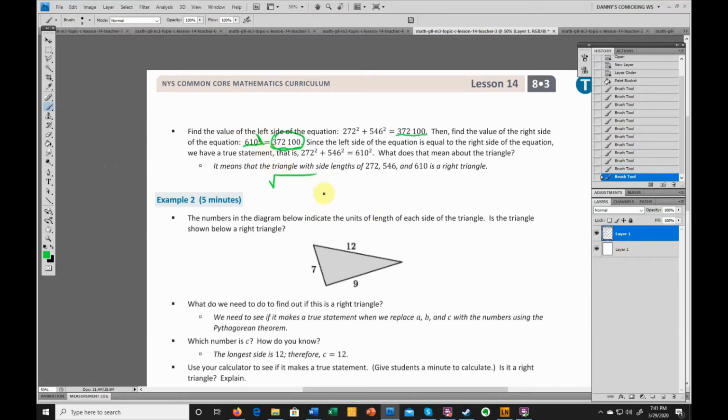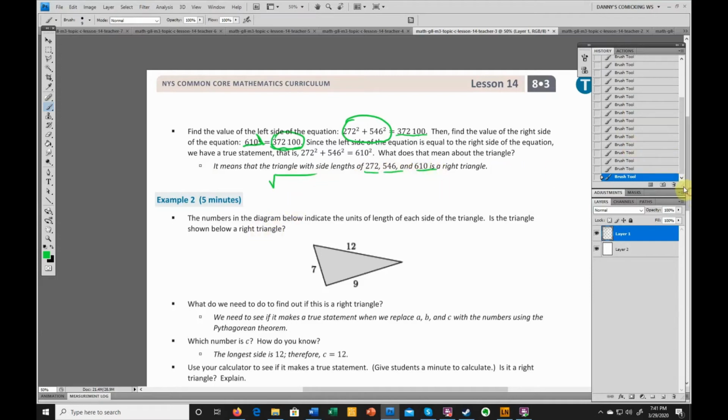It's important because if you find out that this number that you got by adding these two numbers together gives you this number, now remember, you have to square these. So it's 272 times 272 plus 546 times 546. If you find that out, then you can square root it and get 610 and prove your theory. What does that mean about the triangle? It means the triangle with sides of lengths 272, 546, and 610 is a right triangle.